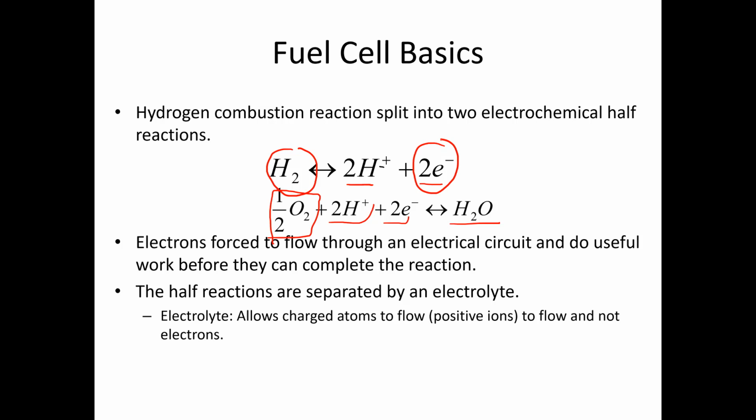So it's really 2 reactions. The hydrogen is split into the positive ion and the electron. The electron is forced to circulate around an electrical circuit to do some electrical work. Then the 2 positive ions and the electrons come and react with oxygen to produce water. Those half reactions, the hydrogen and the oxygen half reactions, are separated by an electrolyte. The electrolyte allows the charged atoms, the positive ions, to flow through it, but not the electrons.